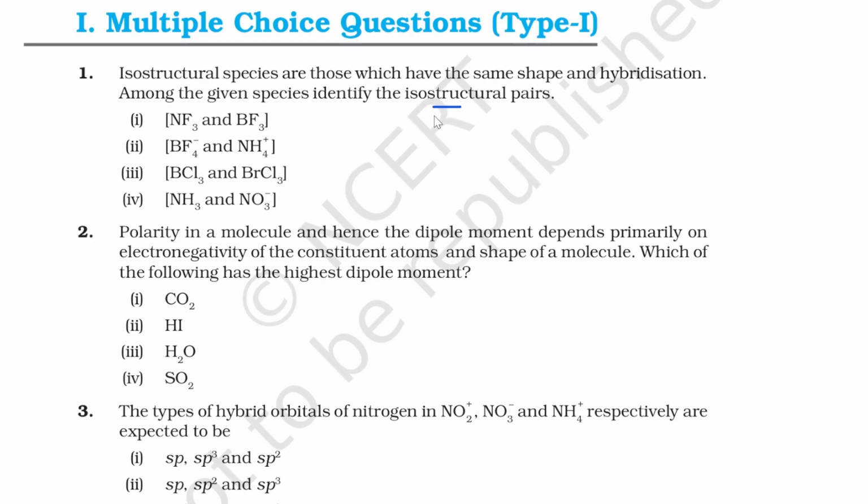Shape, hybridization. You just have to count the number of lone pairs and bond pairs basically. अगर same है, then we are good. That's a quick way of doing this.